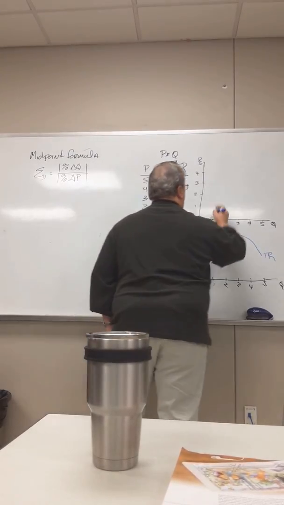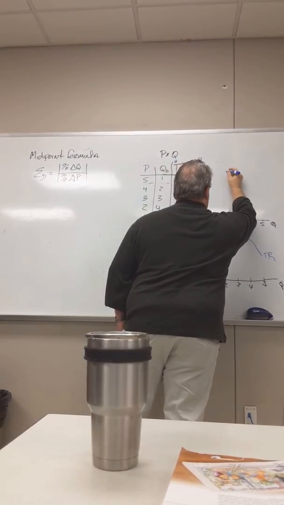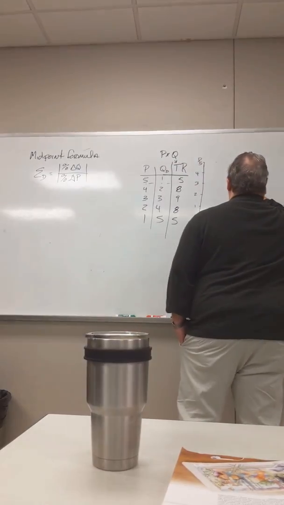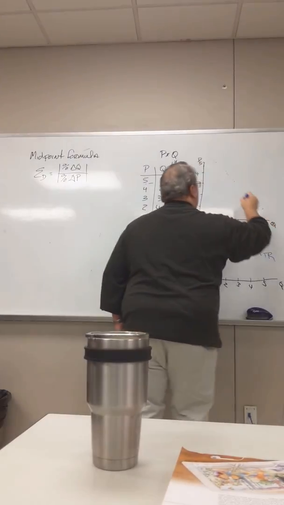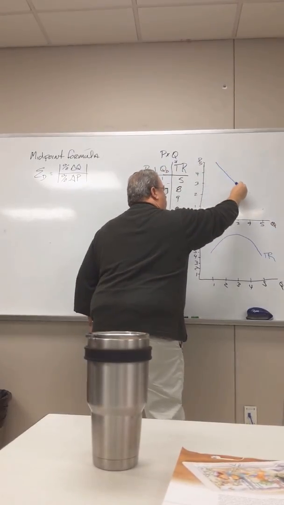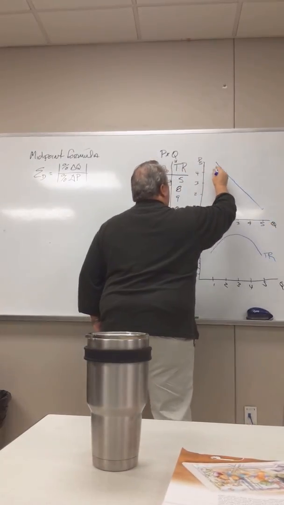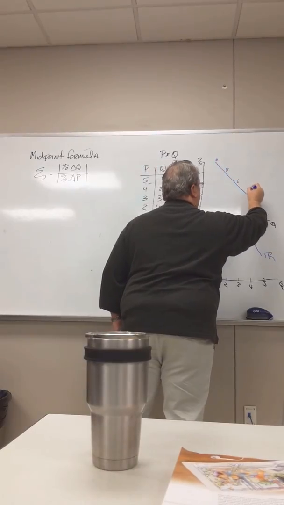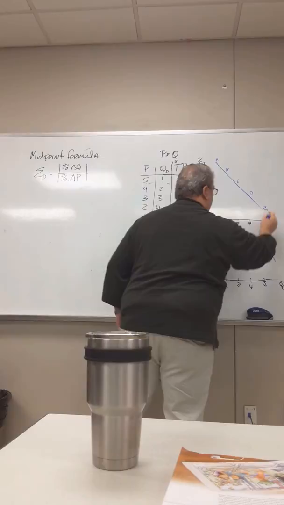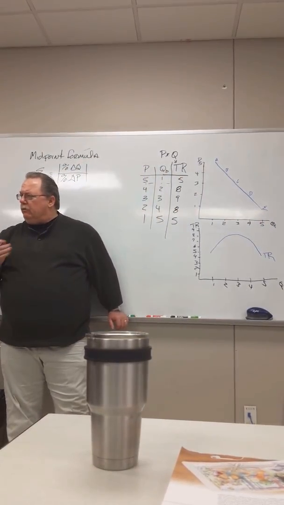Now I'm going to draw the demand curve. Price of 5, quantity 1; 4 and 2; 3 and 3; 2 and 4; 1 and 5. And this is my demand curve. I'm going to label it A, B, C, D, and E, because I'm going to measure the elasticity between every point on this graph.